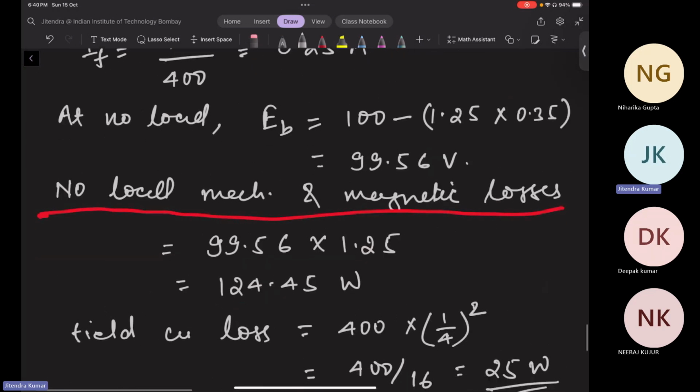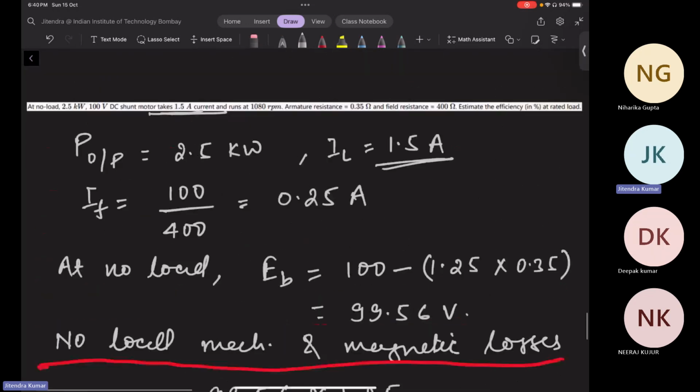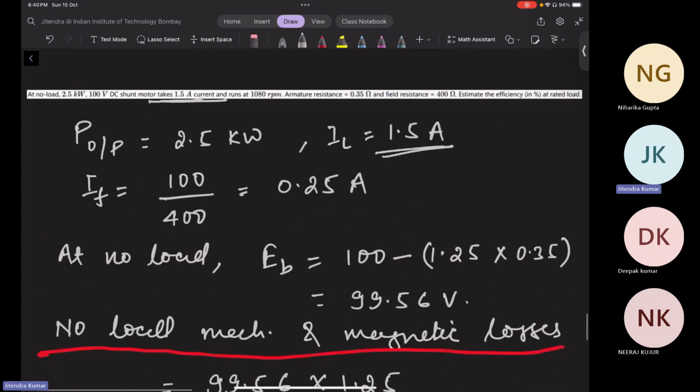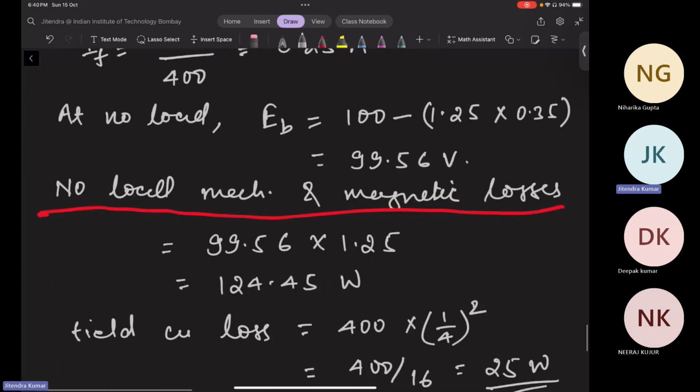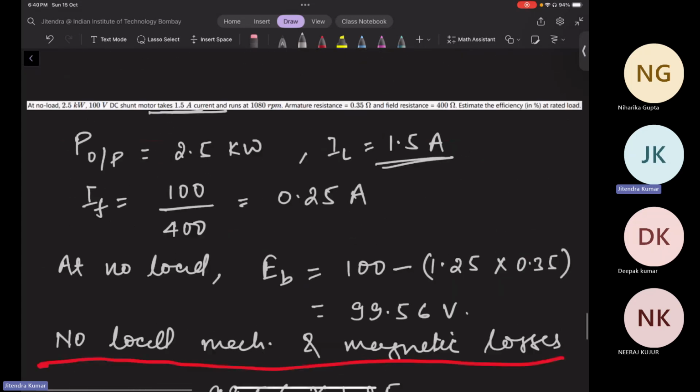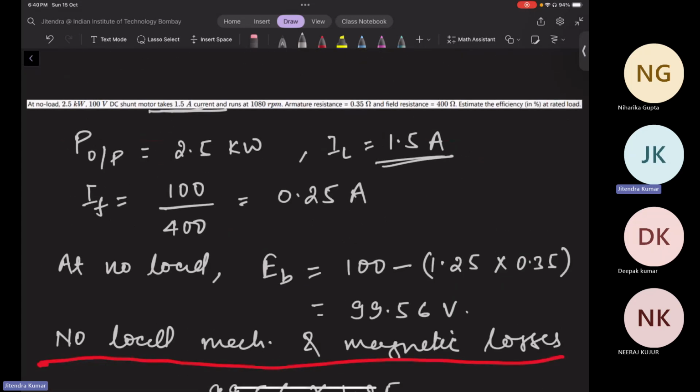Now we have to find out the efficiency. But one catch is there. We have to find out the efficiency at rated load. Okay, not at no load.